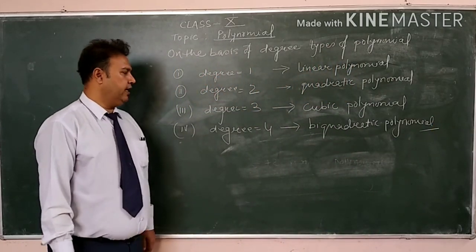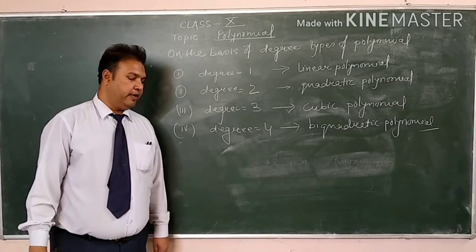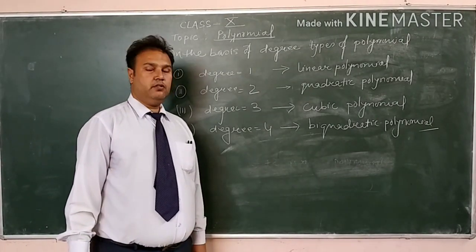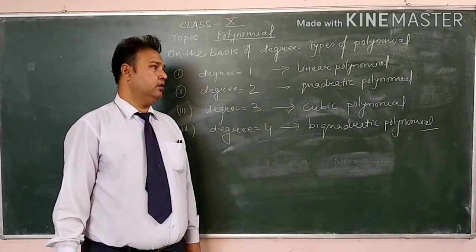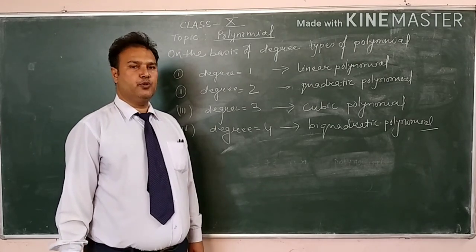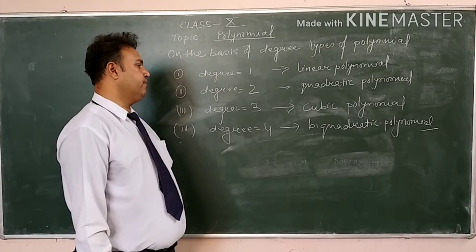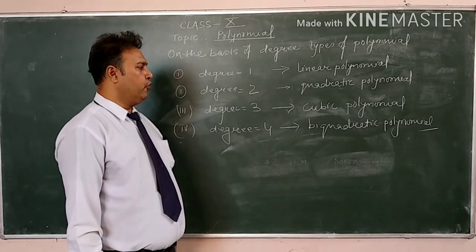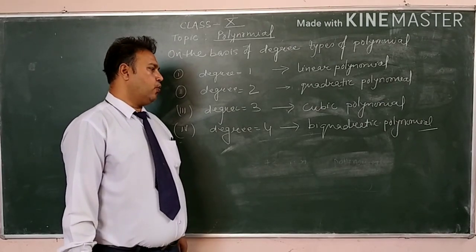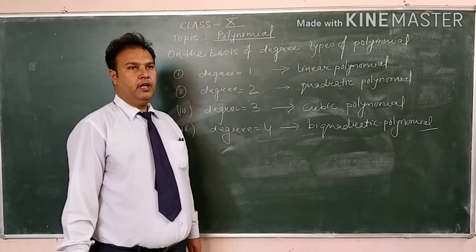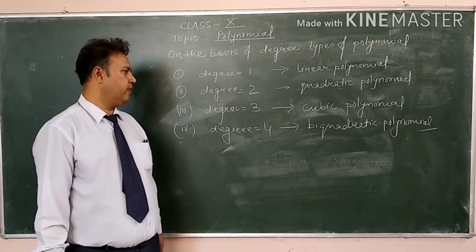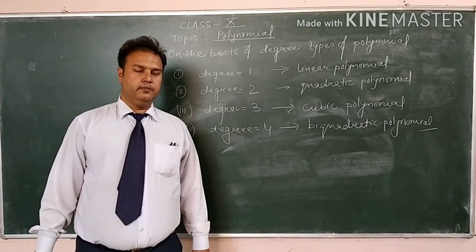So on the basis of degree, how many types of polynomials are there? 4. First, if the degree is 1, then the polynomial is known as a linear polynomial. If the degree is 2, then the polynomial is known as a quadratic polynomial. If the degree is 3, the polynomial is known as a cubic polynomial. If the degree is 4, it is considered a biquadratic polynomial. Understood? I hope you understood it.